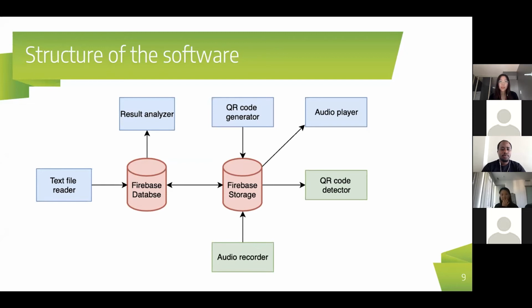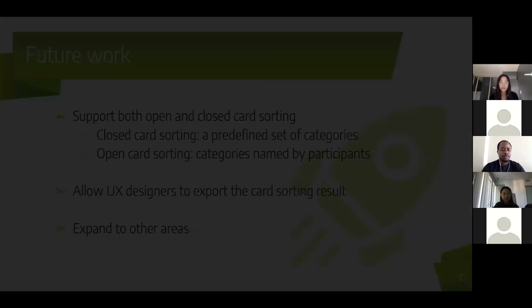The QR code detector is to detect the QR code and then jump to the project. When participants are doing the card sorting, the audio recorder will record the voice comments from participants and then store them in the file-based storage. When UX designers want to review the result, the result analyzer will analyze the data from the database and then give an architecture of the website according to current card sorting results received from participants. When UX designers want some feedback, the audio player will play the voice comments from the file-based storage, and that's how our app works. Now let's talk about future work.